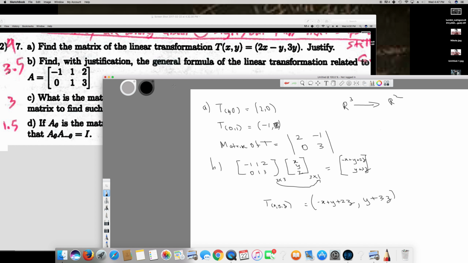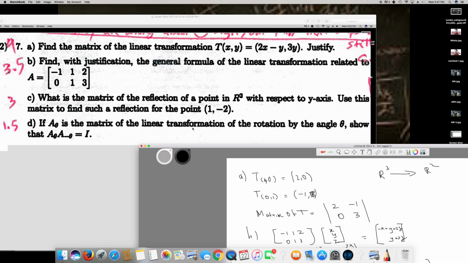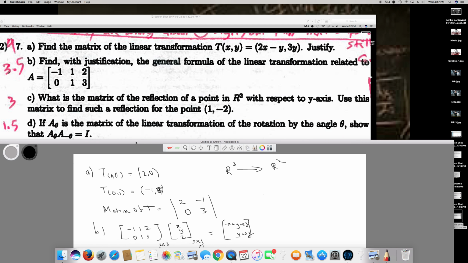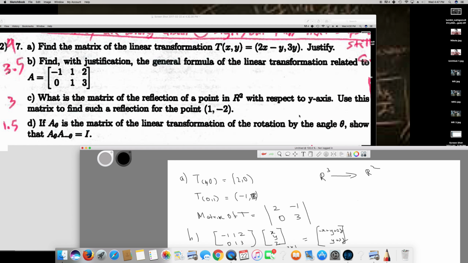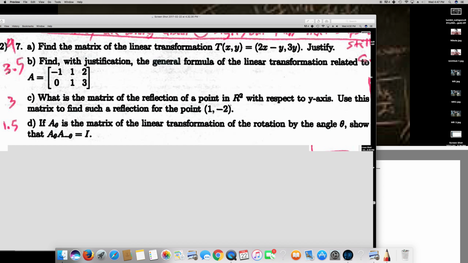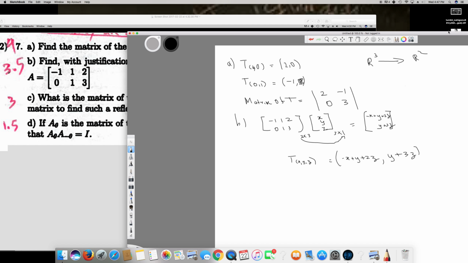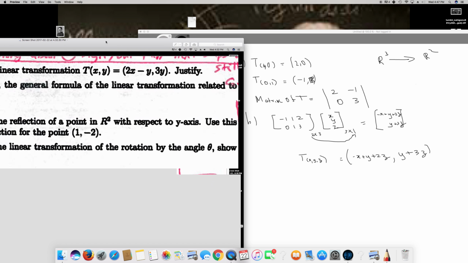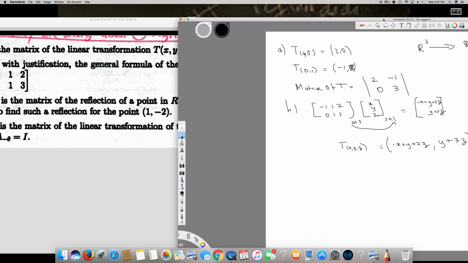And the third question is asking: what is the matrix of the reflection in R2 with respect to the y axis? Use this matrix to find such a reflection for the point (1, -2). Okay, since they say it is a reflection in the y-axis, we have to think of it as x changing the sign.